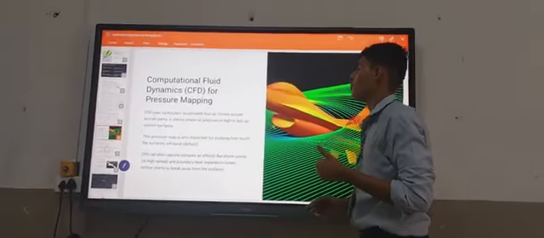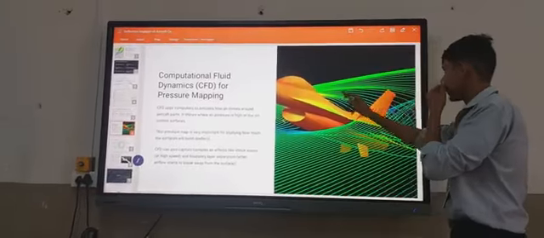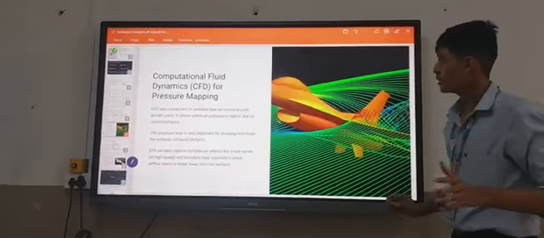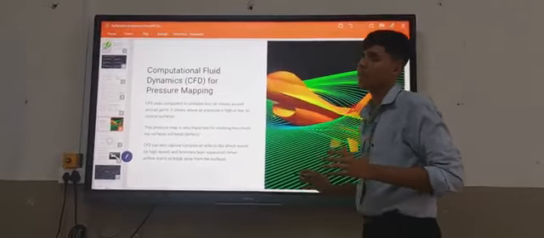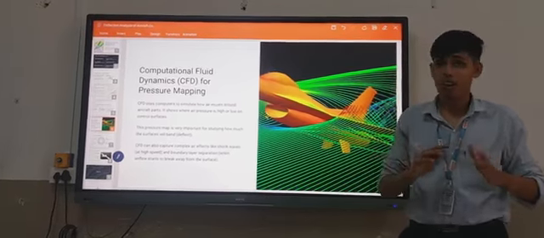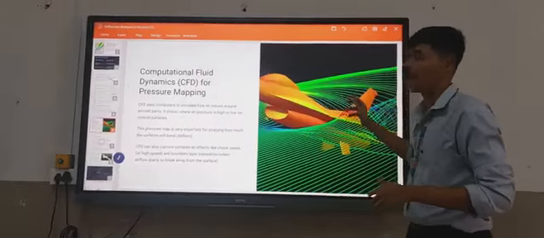CFD is used by computers to simulate how air moves around the aircraft. You can see the green lines present there. These are the air pressure during the flight. With the help of this simulation, you can understand how the aeroplane moves smoothly, and how the aerodynamic structure lets us fly smoothly. With the help of this simulation, we can identify.